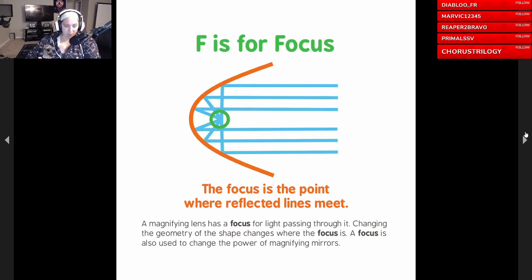F is for focus. The focus is the point where the reflected lines meet. A magnifying lens has a focus for light passing through it. Changing the geometry of the shape changes where the focus is. A focus is also used to change the power of magnifying mirrors, like in a telescope.